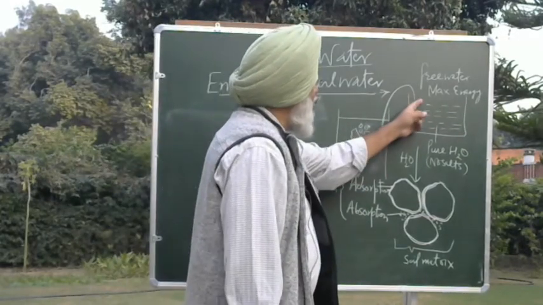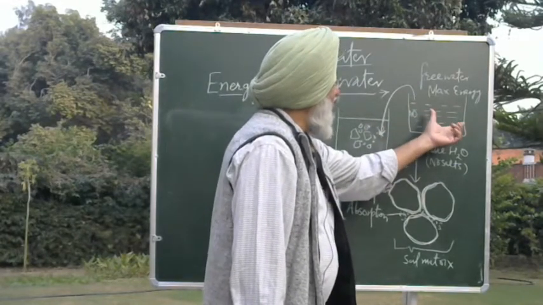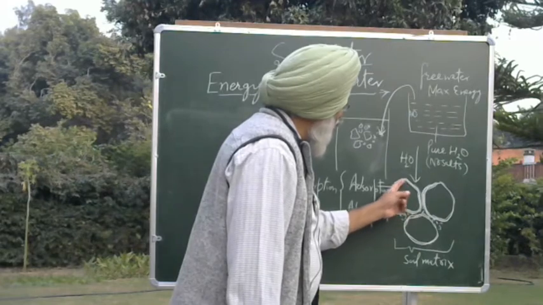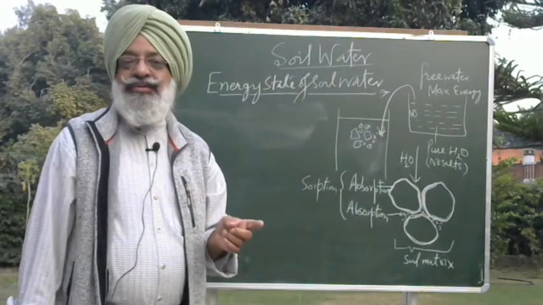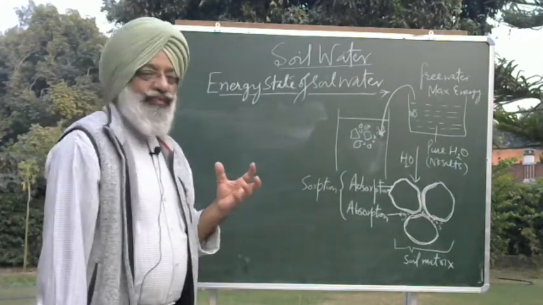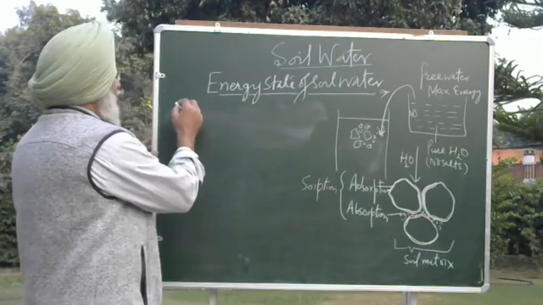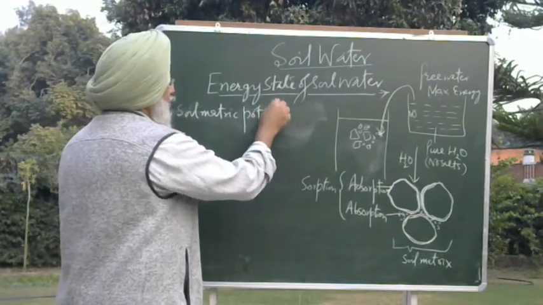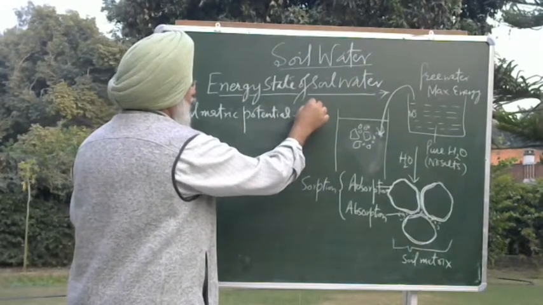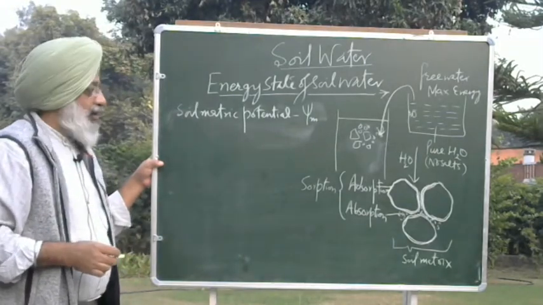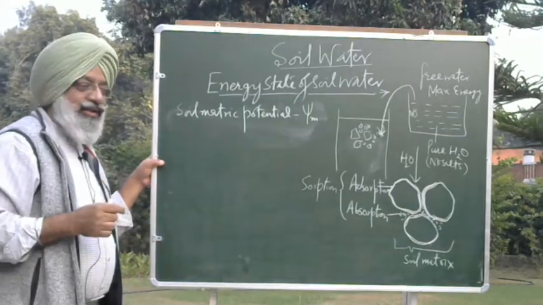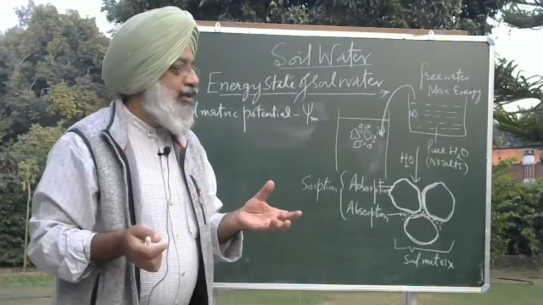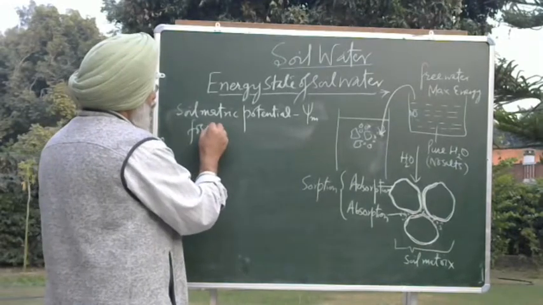As I said, when you transfer this water, which is contained in the container and has maximum free energy, because this is free water, into the soil, the soil particles attract this water towards them. So, what will happen to free energy? Free energy of water will decrease. We call this as soil matric potential. So what is now soil matric potential? We denote it by the term psi m. Now if I have to define soil matric potential, it is simply the force with which water is held by the soil solids. Very simple definition. The force with which water is held by the soil solids.